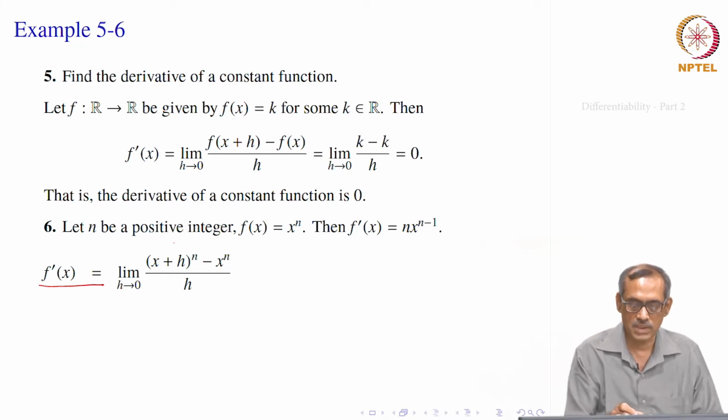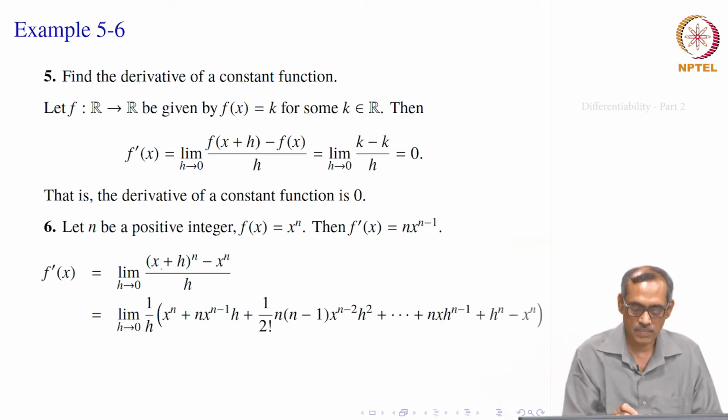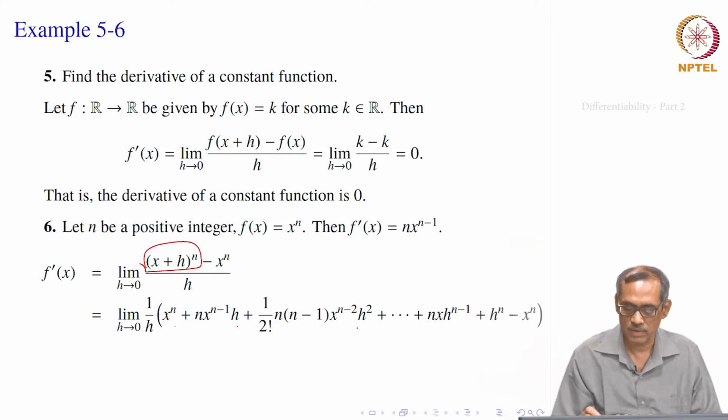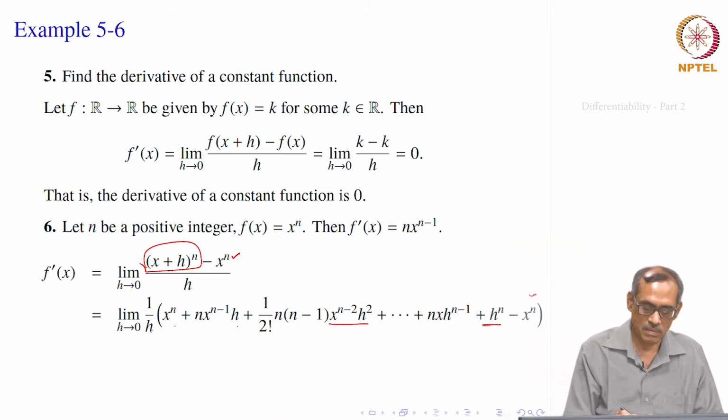Now, the ratio is x plus h to the power n minus x to the power n, divided by h. Now, we can use the binomial theorem to expand this x plus h to the power n, which is x to the power n plus n x to the power n minus 1 h plus n choose 2, which is n into n minus 1 by 2 factorial, x to the power n minus 2 into h square and so on up to h to the power n, minus x to the power n. This is the numerator and the denominator is h.